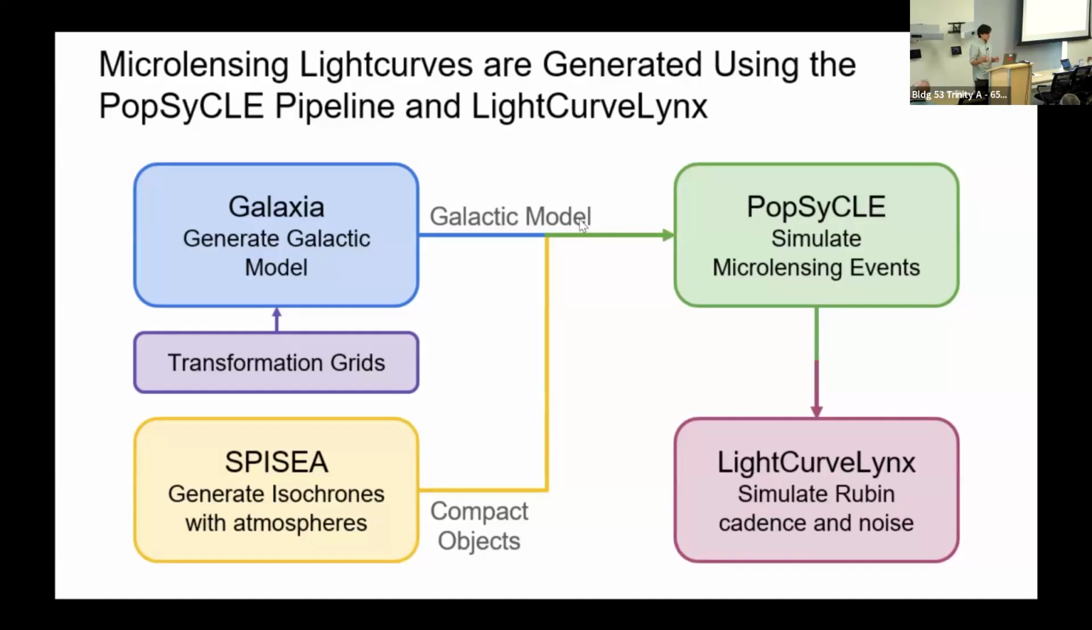We then plug that galactic model and compact object system into Popsicle. Popsicle will then allow for the events to run over time and simulate the microlensing events. And we output those parameters into LightCurveLinks, which then simulates the light curves with the correct Rubin cadence and noise.